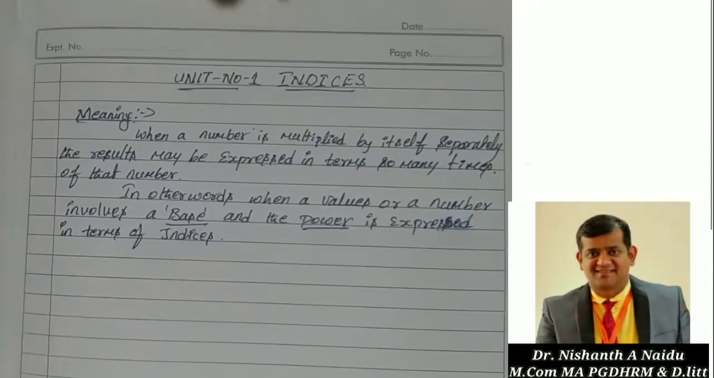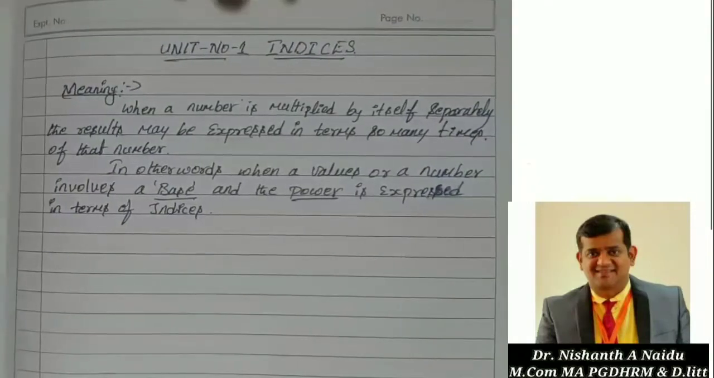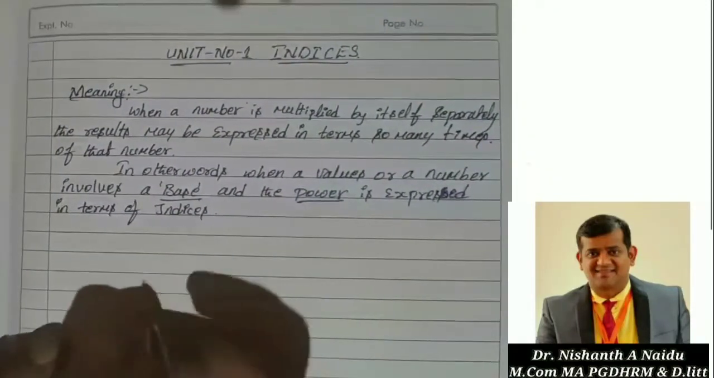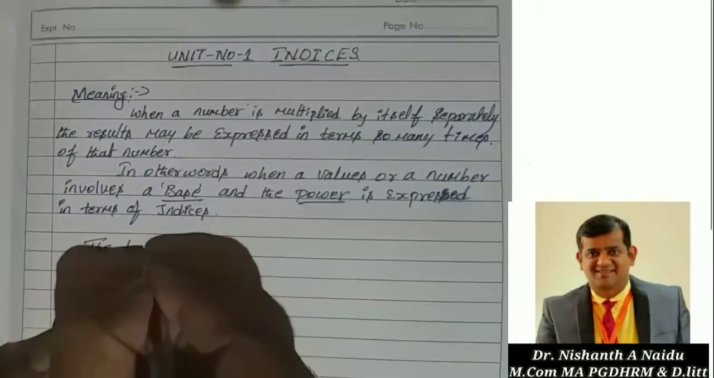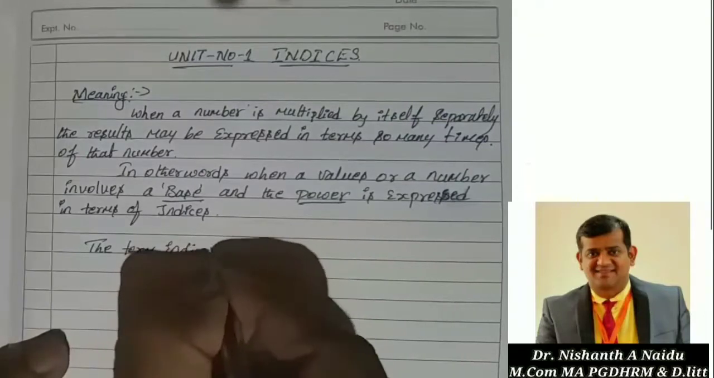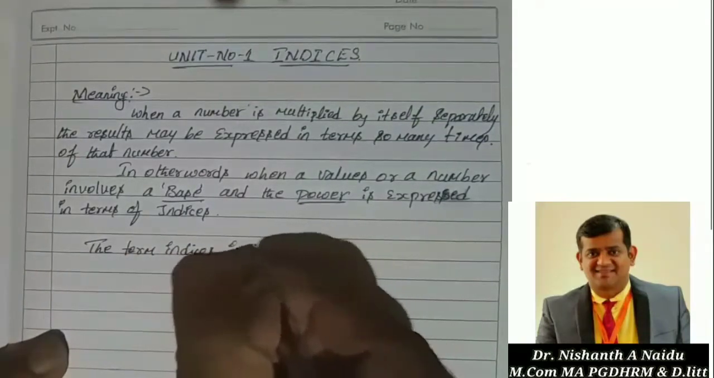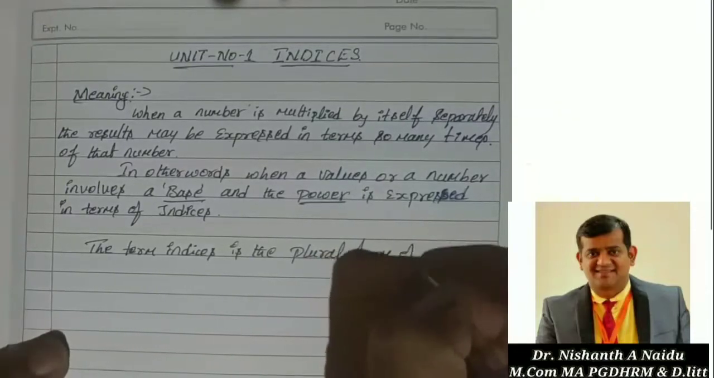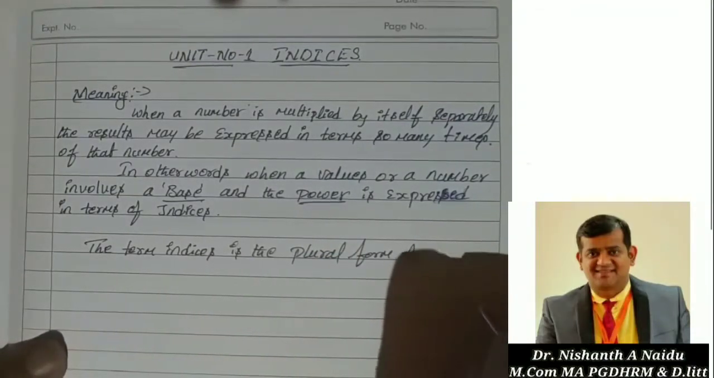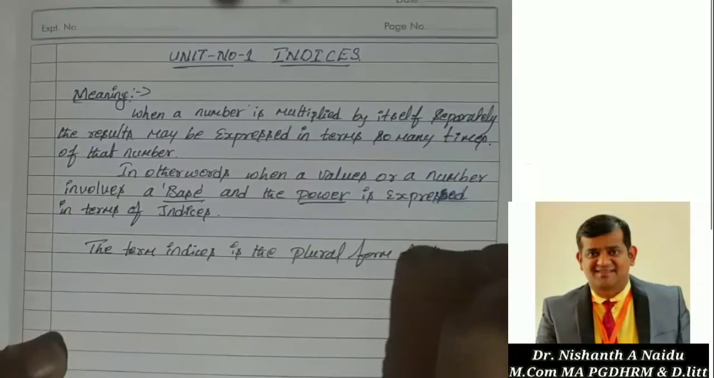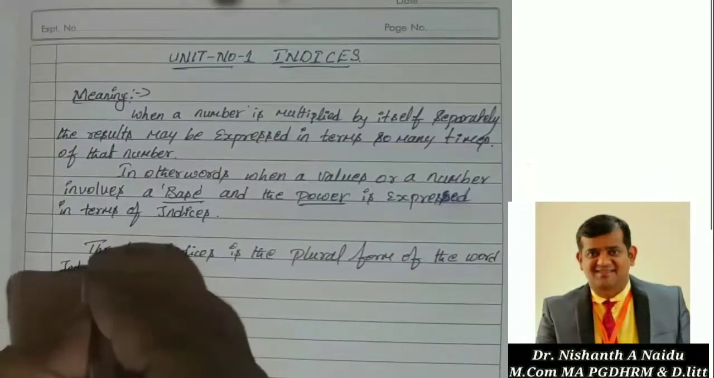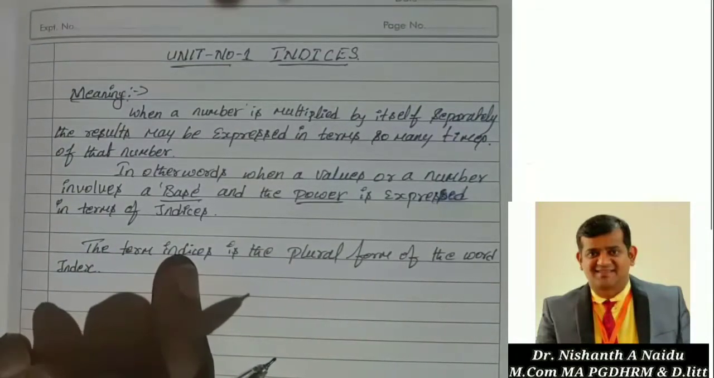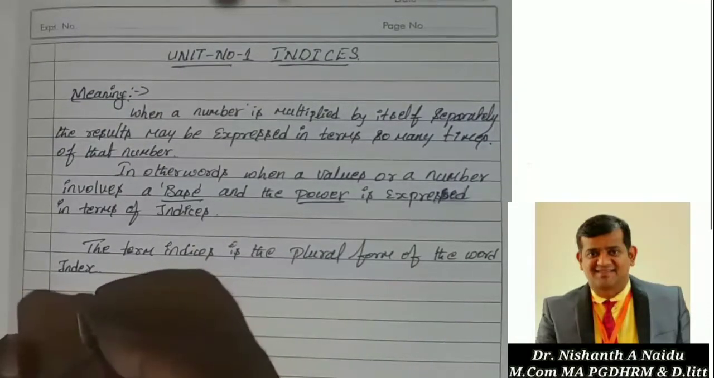We can also say indices in another way round. If you get confused about this and want a simpler version, you can have this: the term indices is the plural form of the word index. The plural form of the word index is called indices. For that we can have an example, and here I am going to give you one example.